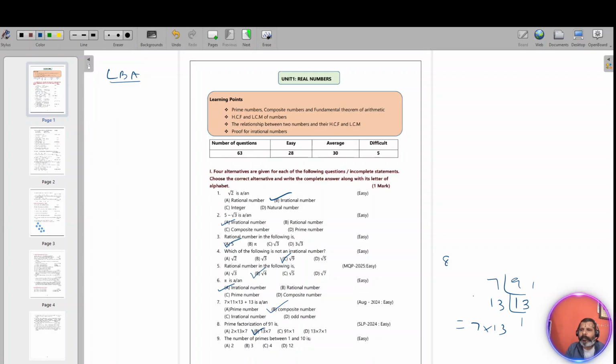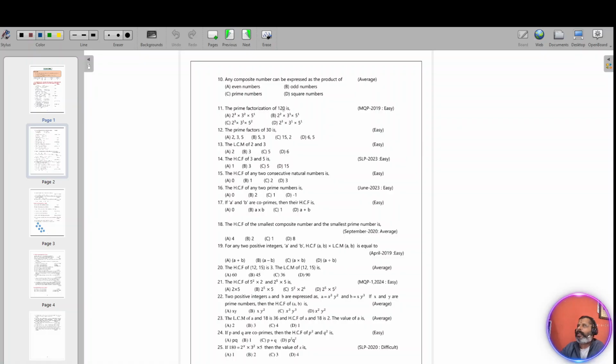The number of primes between 1 and 10. So you have to find the number of primes between 1 and 10. 1 is neither a prime nor composite. 2 is the smallest even prime number. 3 is a prime. 5 is a prime. 7 is a prime. 9 is not a prime number. So it will become 4. Okay, we'll move to the next 1 mark questions.